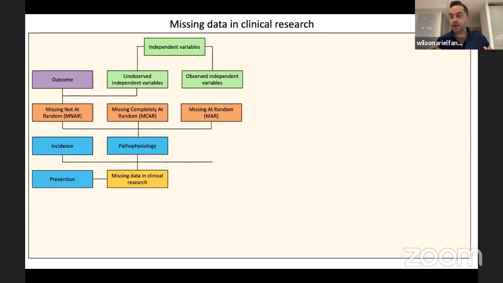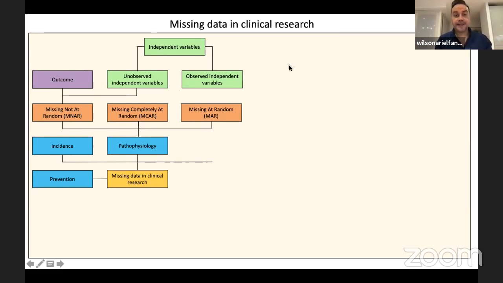For example, let's say that you're measuring blood pressure in a given hospital, and then the machine that is measuring the blood pressure for some reason was damaged. This is a very simple example. So you will have missing data for that hospital, because you don't have the machine to measure the blood pressure. But this is not related to the outcome. This is not related to the independent variables, and it's going to be completely random and distributed evenly in both arms of your study.